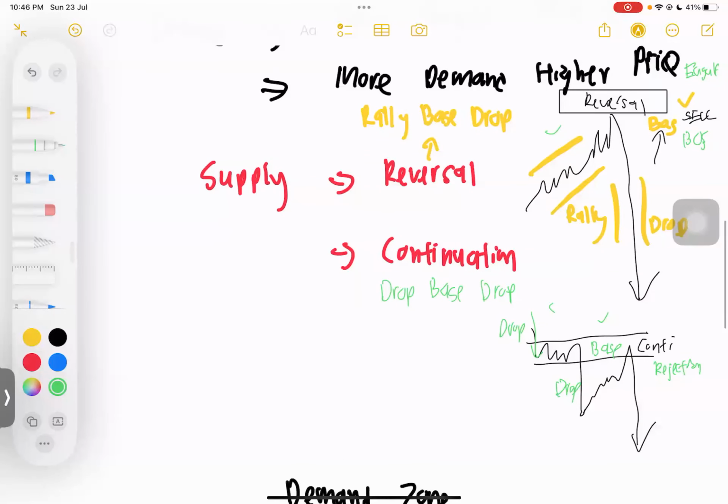For the supply, you got two types, which is reversal and also continuation. For reversal, we got rally base drop, which means the price goes up first, and then it does a base and drops. For the continuation, you got the drop base drop. When the price is going down, you call it a drop. The sideways is the base, and the drop is the drop.